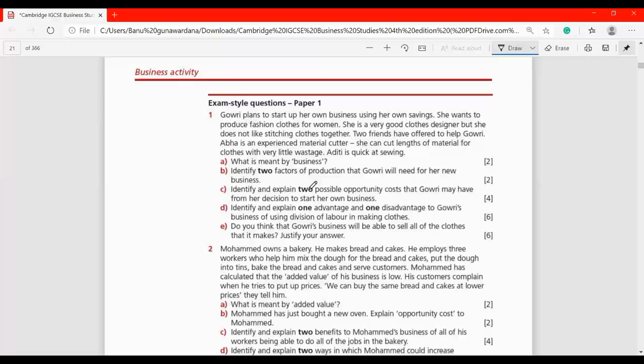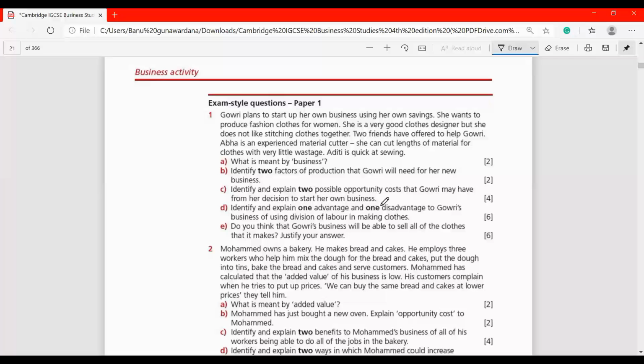This is the first opportunity cost. If Gauri was not to start up her own business producing fashion clothes for women, she would have easily earned a wage or a salary by working in a fashion firm or a fashion designing firm or somewhere else. That is the first opportunity cost.